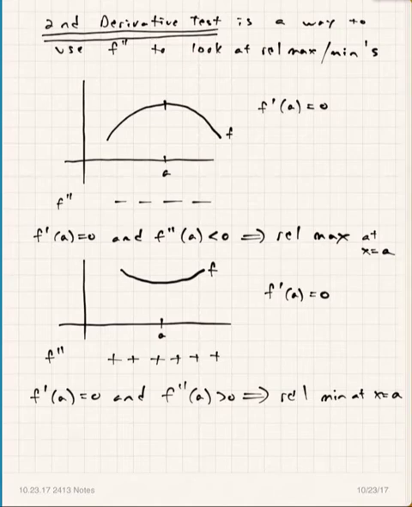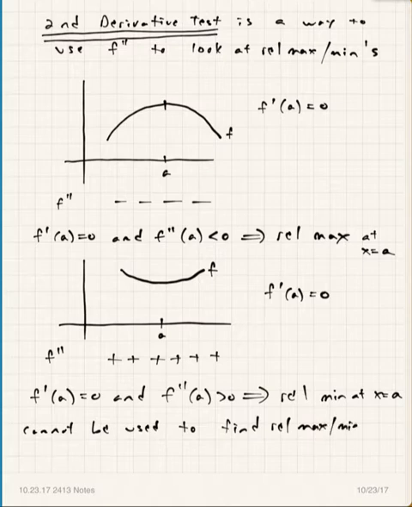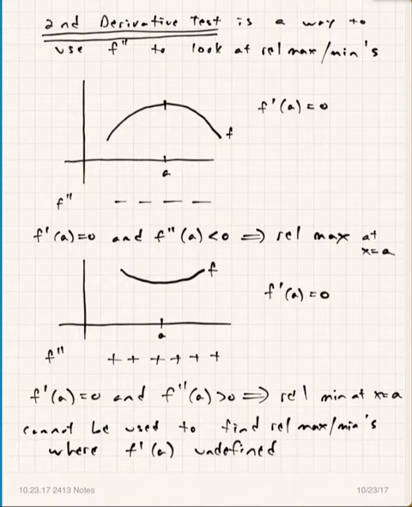Notice the second derivative test cannot be used to find relative maxes and mins where f prime of a is undefined. Right? This only applies to places where you have a horizontal tangent line. All right, so let's look at an example of the second derivative test.